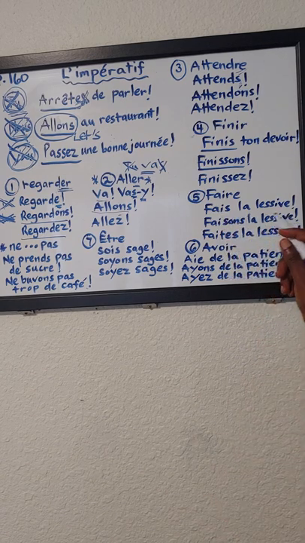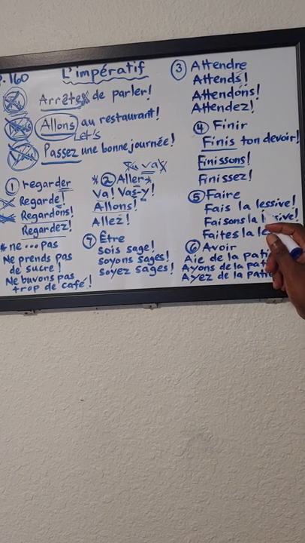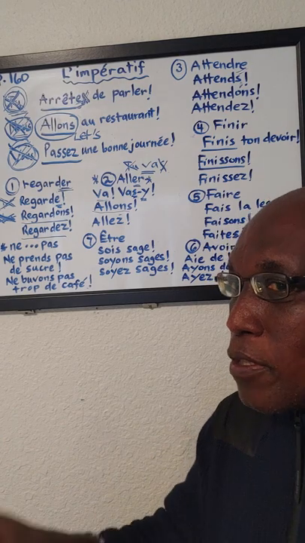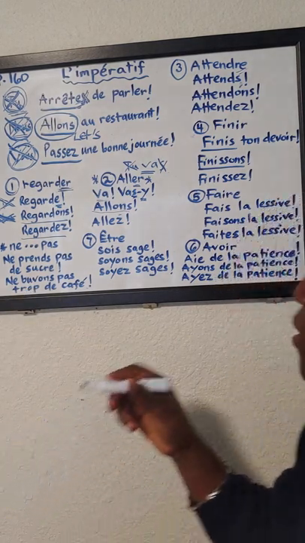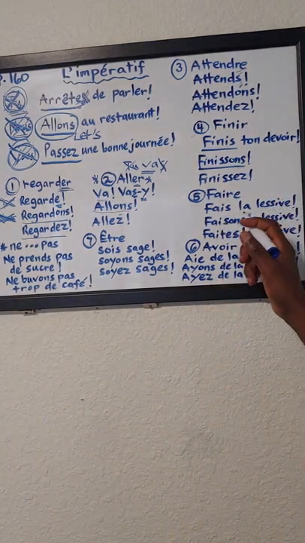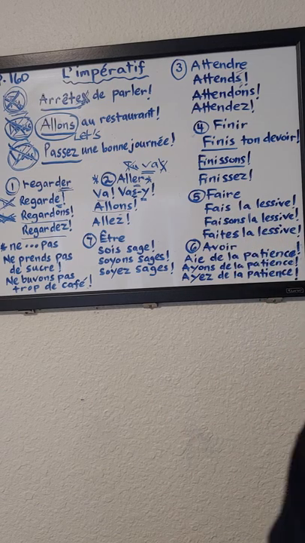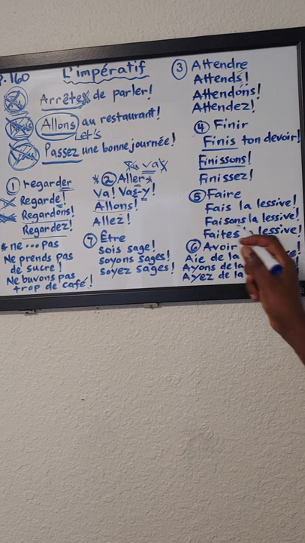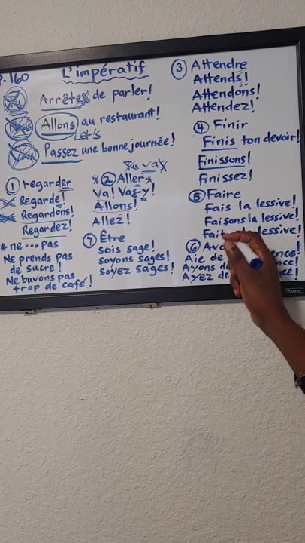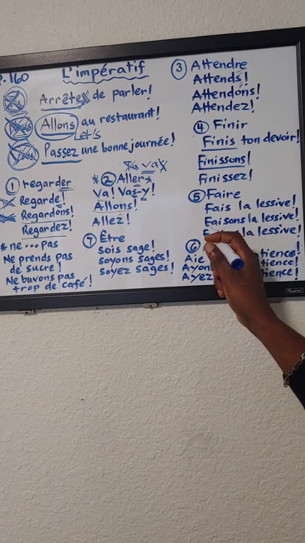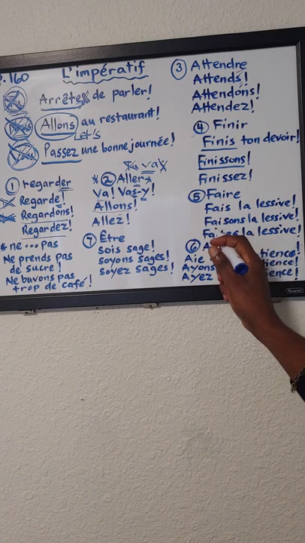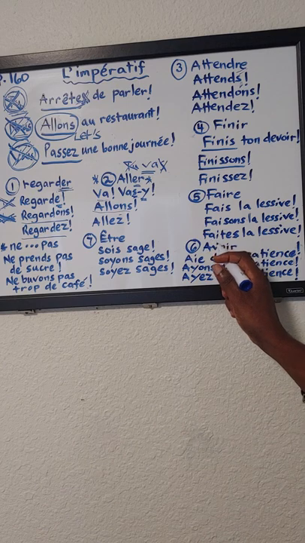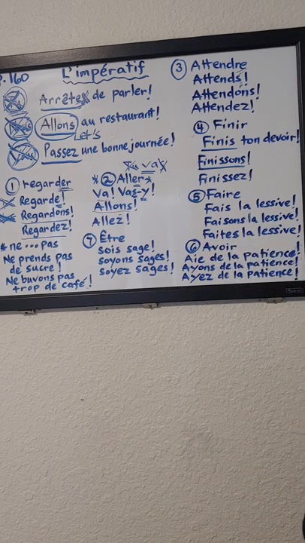So, faire la lessive, fais la lessive, do the laundry. You're talking to one person. You do the laundry. Okay, fais la lessive. You know the expression faire la lessive? To do the laundry? Okay, good. So faisons la lessive. Let's do. Let's. You're part of the command. You're part of the suggestion. You're part of the advice. So faisons la lessive. Now you see that it's vous faites, right?